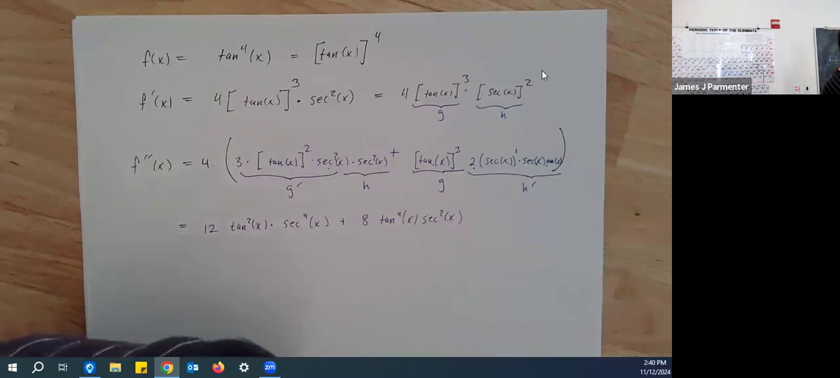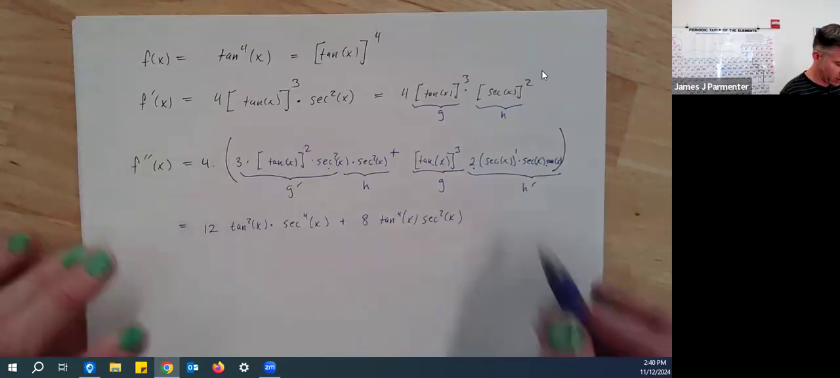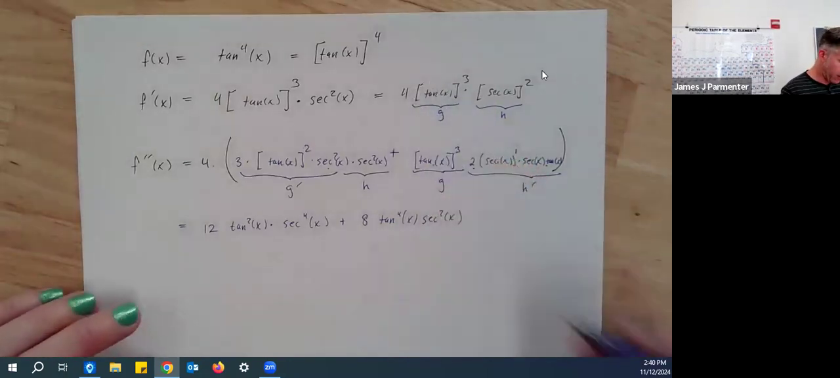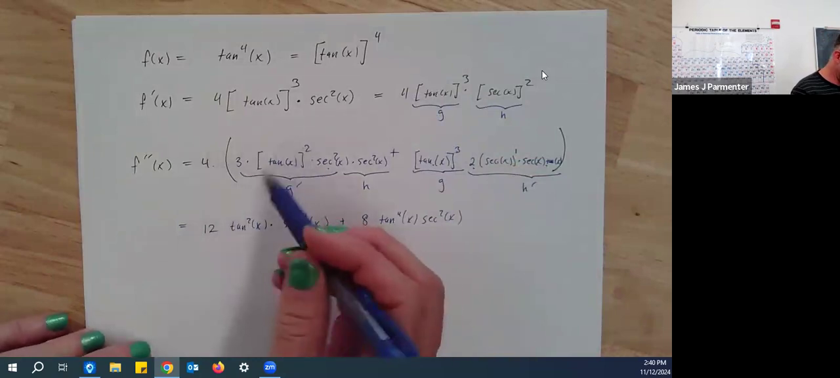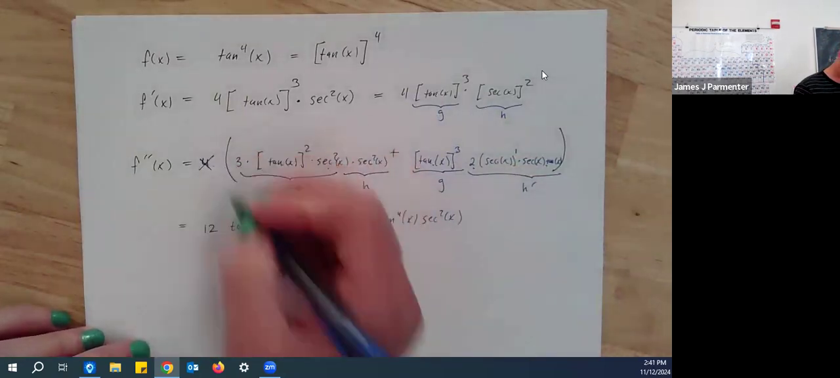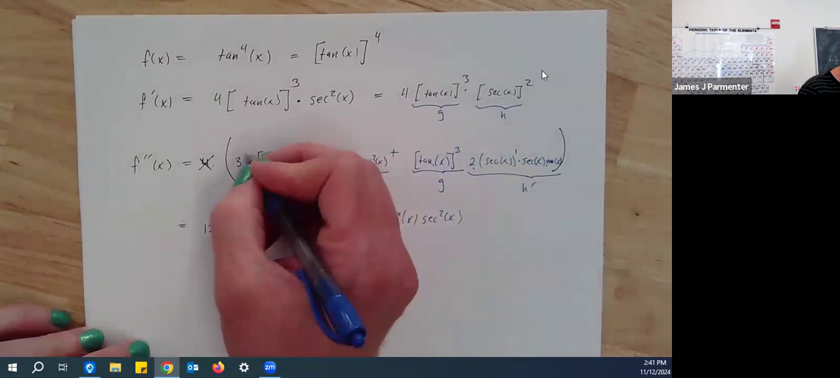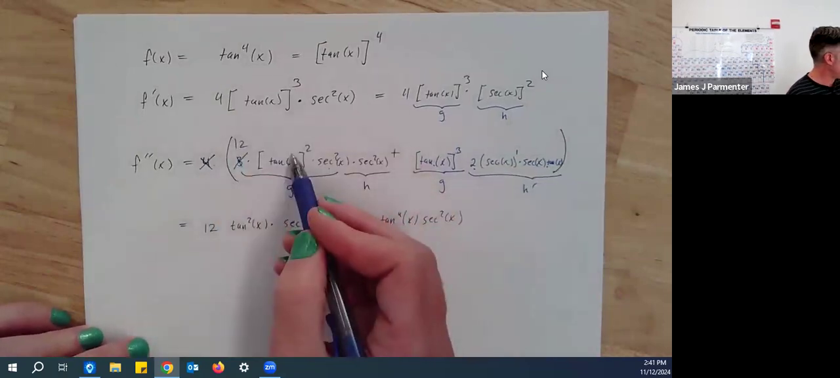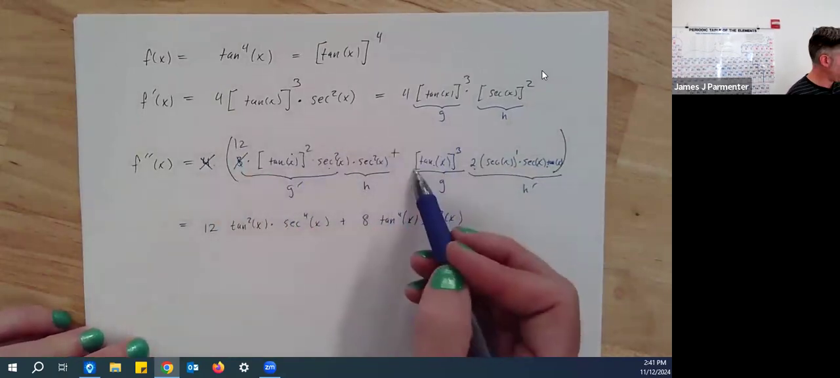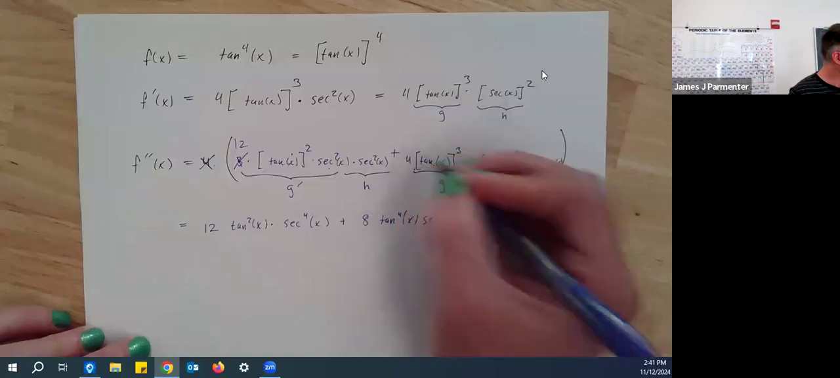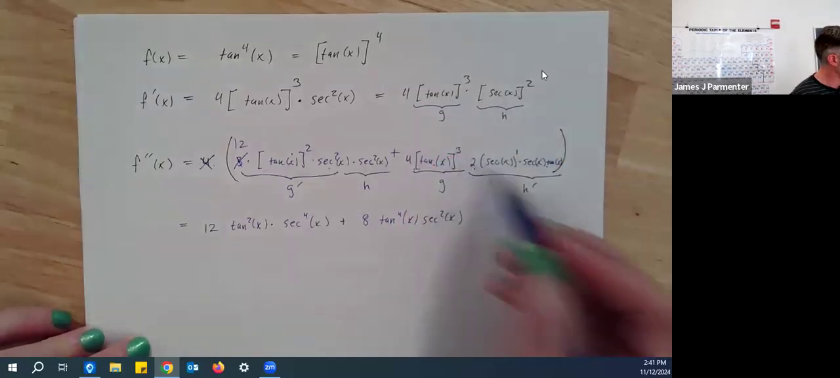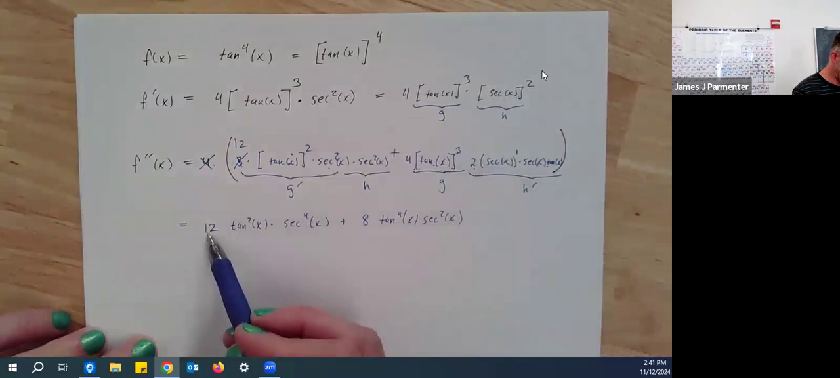You're right, I could have, if I wanted to, included the 4 in each of these. Instead of having it out here, I could have said it was 4 times 3, which would have been 12 times tangent squared, and then the 4 would have also been over here too, and I would have had a 4 here times tangent cubed times 2. Still giving me a 12 here and an 8 here.